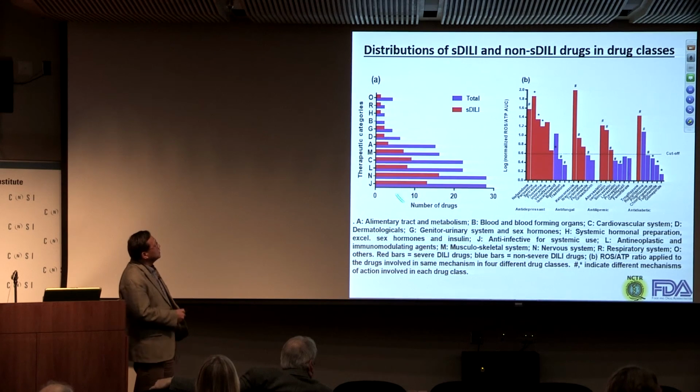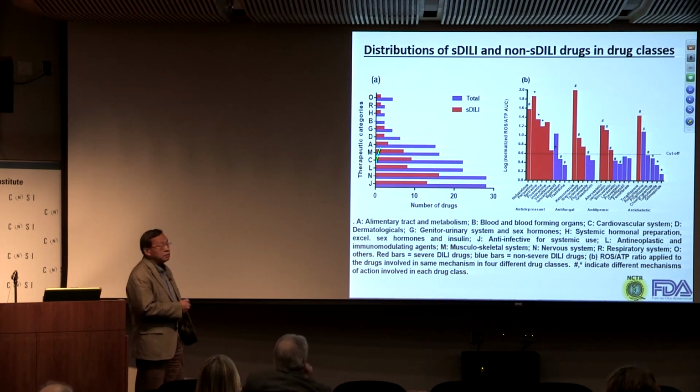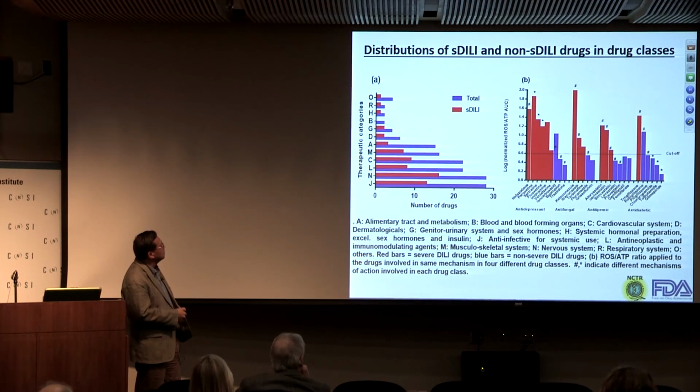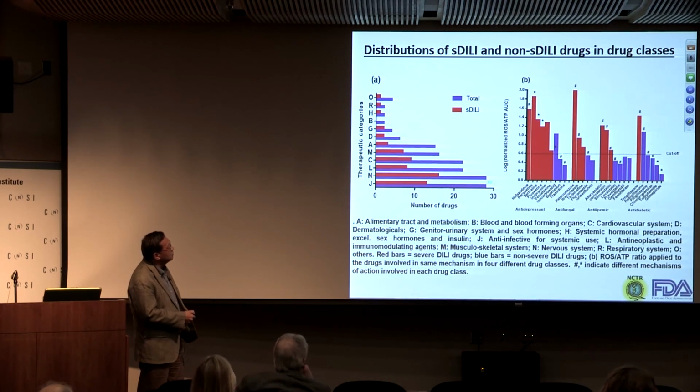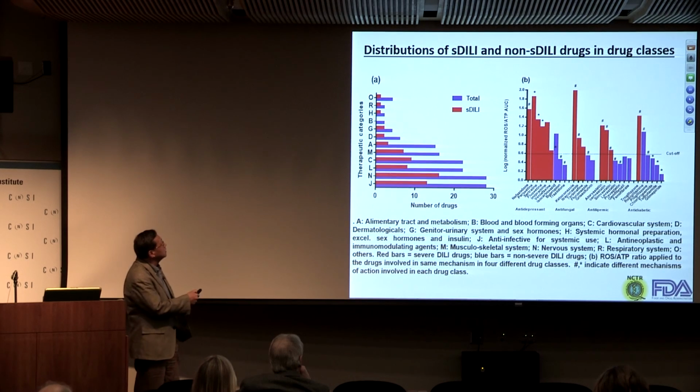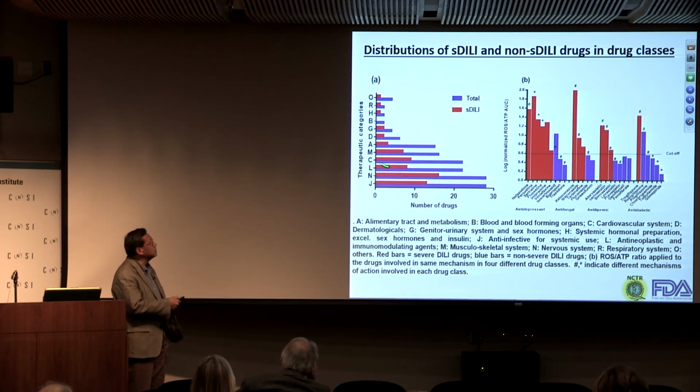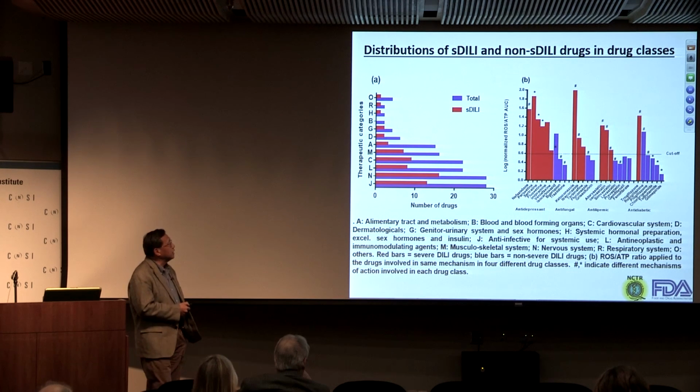So then we look at the therapeutic area. So all these different therapeutic areas. Here are the 150 drugs. That's the total involved in a specific therapeutic area and severe DD. So you can see we have a quite even distribution of the drugs in different therapeutic areas.